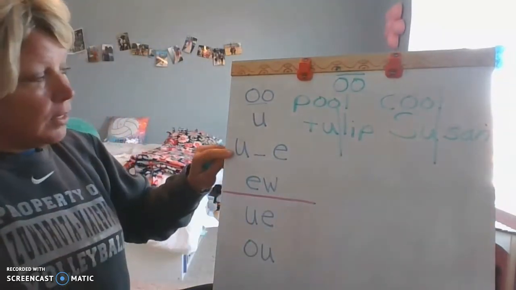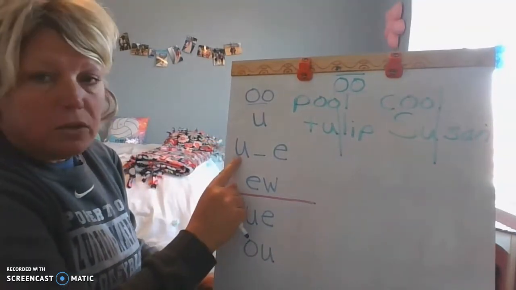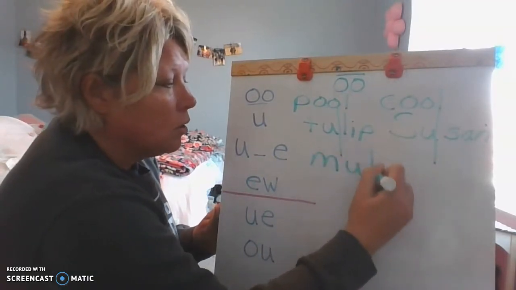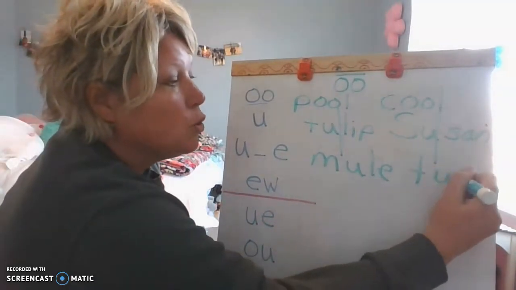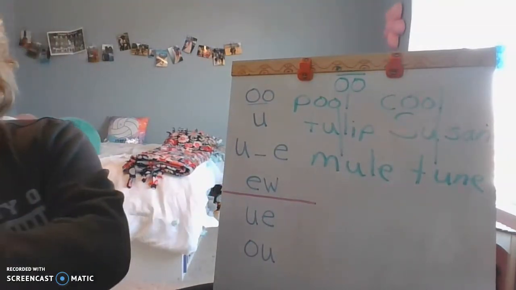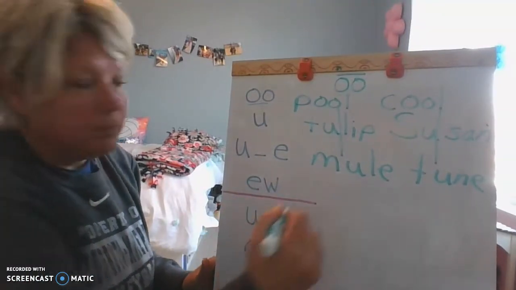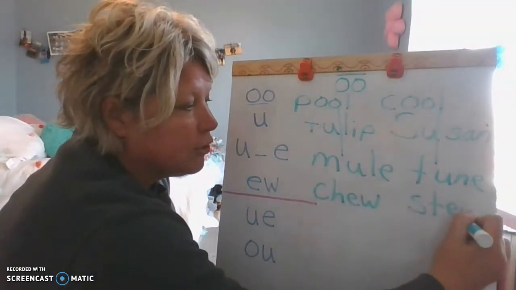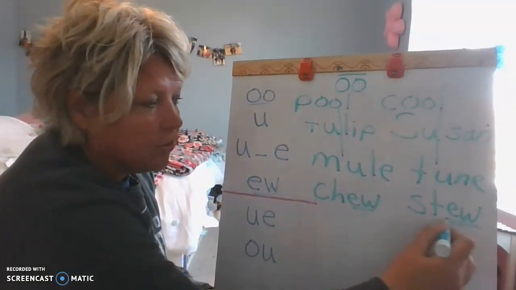Suzanne. The next most common way of making that ooh sound is the U consonant silent E, like in mule, mule, or tune. The next way we're going to review is the EW, which says ooh, like in shoe and stew. And we said we hear this at the end of the words.